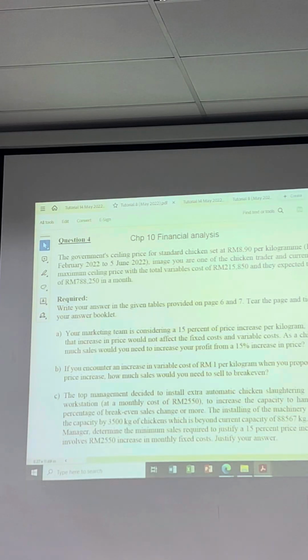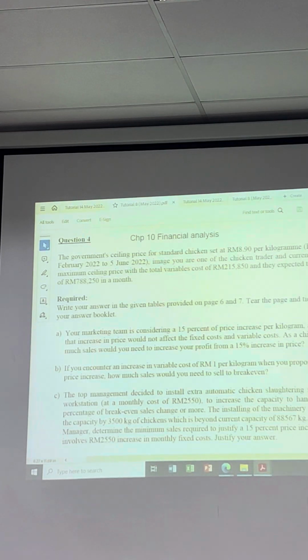Why they cannot do? Because they got stuck in step 1. Now, if you got stuck in step 1, what does it mean? The whole thing you cannot do. 20 marks gone. Okay? So please make sure you know how to do step 1. What is step 1? Find missing information.